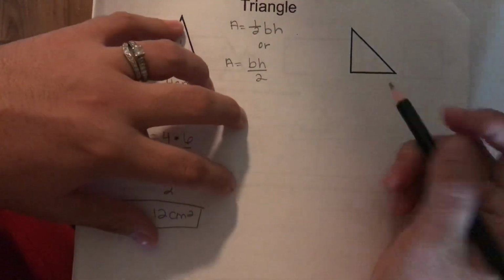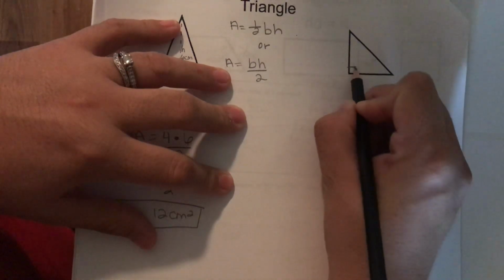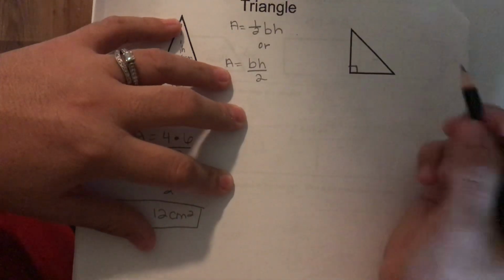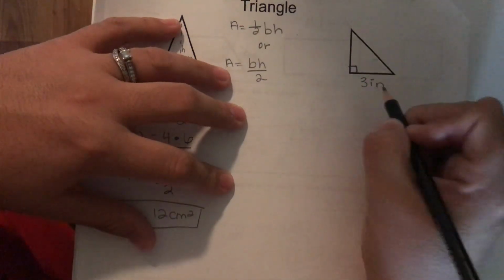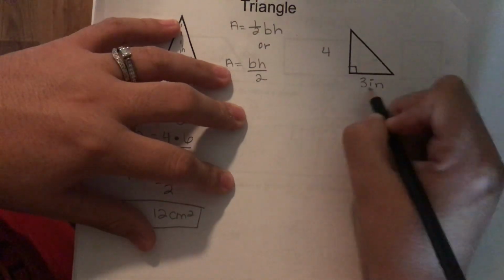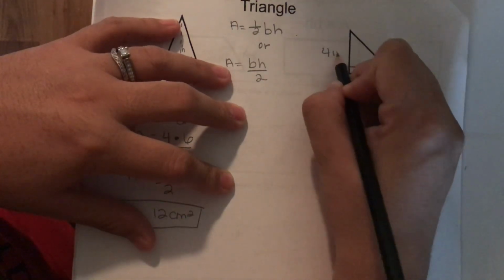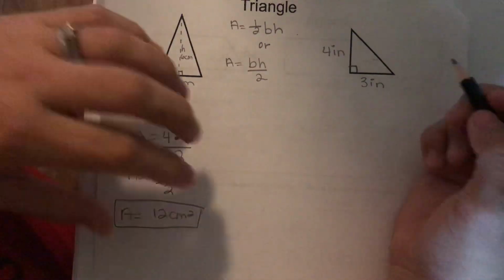Same thing with this triangle. Since it's a right triangle, we already have the right angle right here. Okay. Let's say I'm going to use inches now because I've been using centimeters. Let's say the base is 3 inches and the height is 4 inches. Just so you can see that it's still squared units.